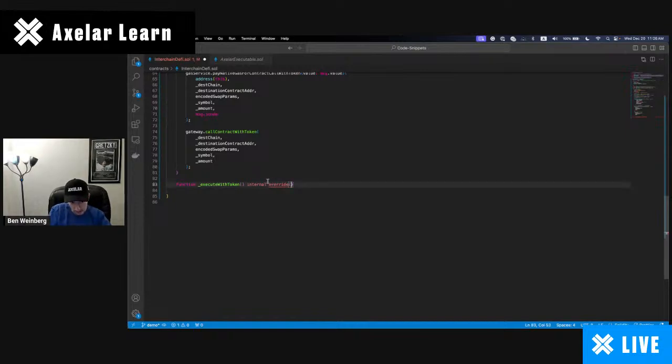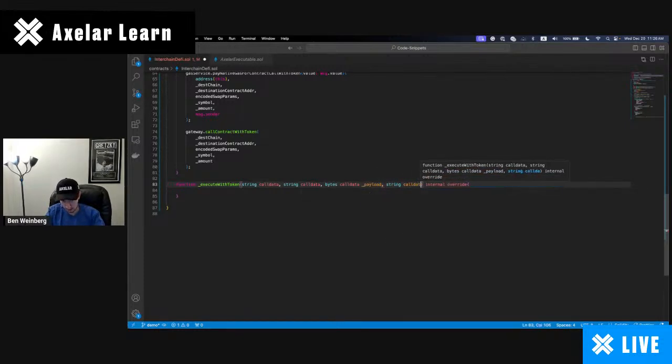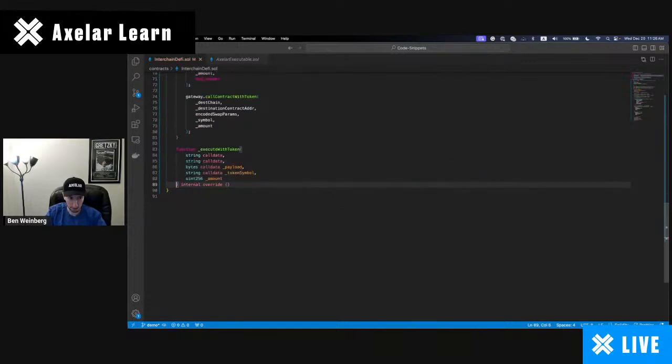So let's actually pass these in here. I'm going to keep these undefined. We have to pass them in because it's a function that we're overriding. Token symbol and unused amount. That should get rid of our error message. Good. Now the payload, which I ignored before, this is super important.